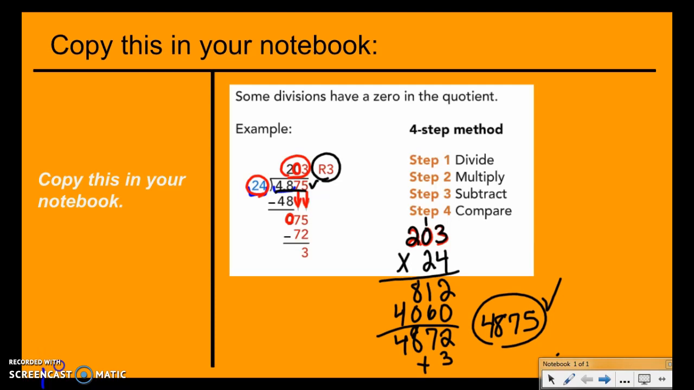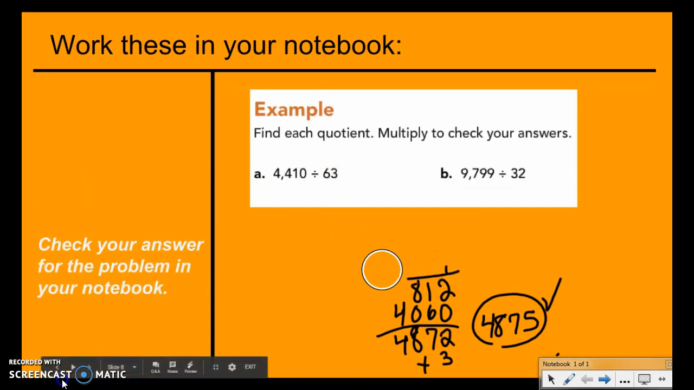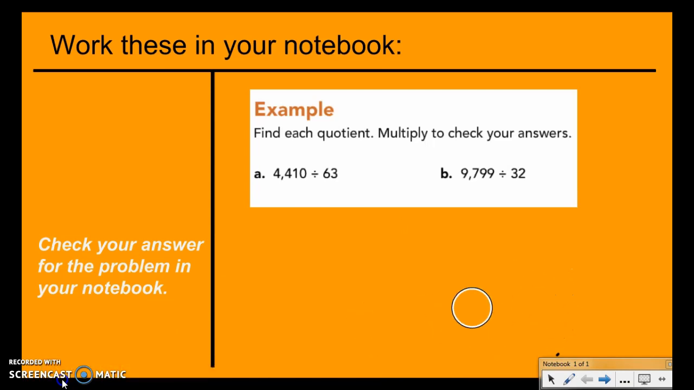Guys, there really is not much guesswork in math. It's either right or it's wrong. And there is no sometimes right or sometimes wrong. That's the beauty of math. It's pretty much black and white.